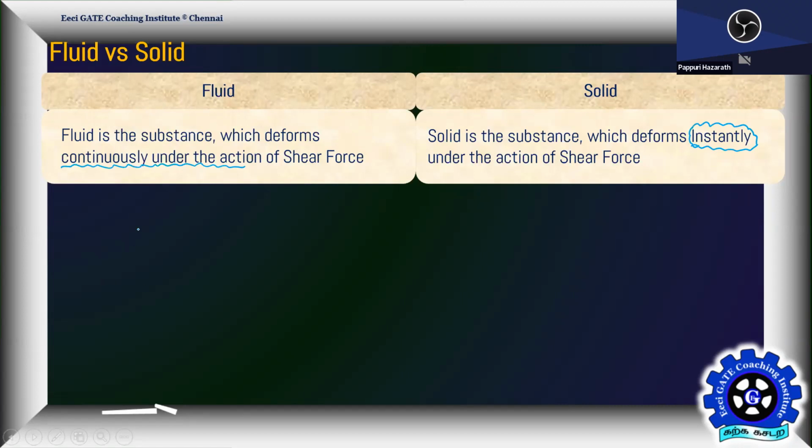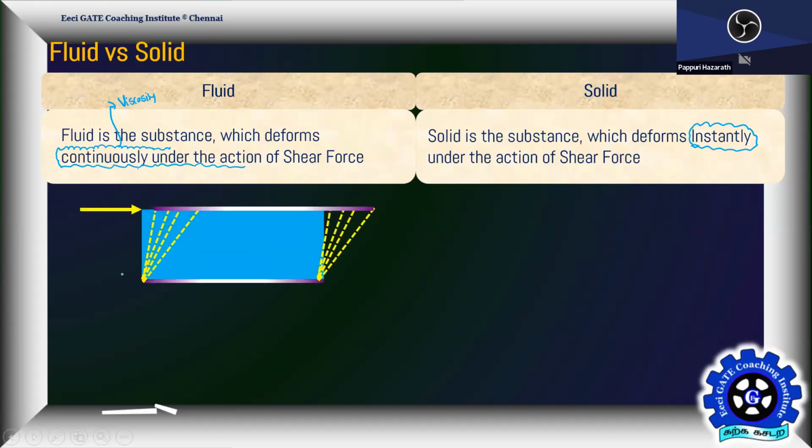What is the reason for that? What is the reason for continuous deformation in fluids? Due to presence of viscosity. So solids, no viscosity. Viscosity is nothing but wet friction. You will be seeing dry friction in the engineering mechanics course. Complete dry friction; viscosity you will be discussing in fluid mechanics.